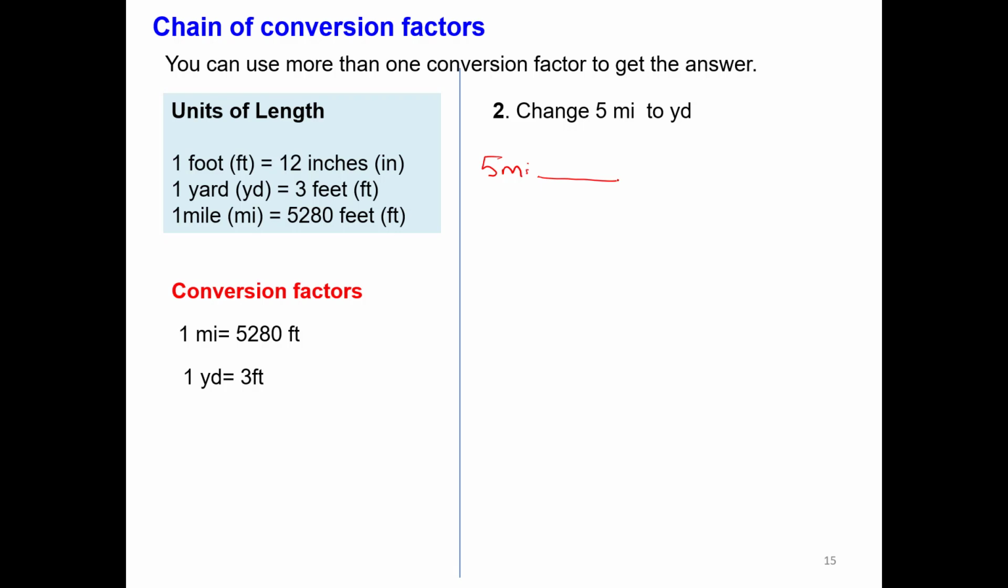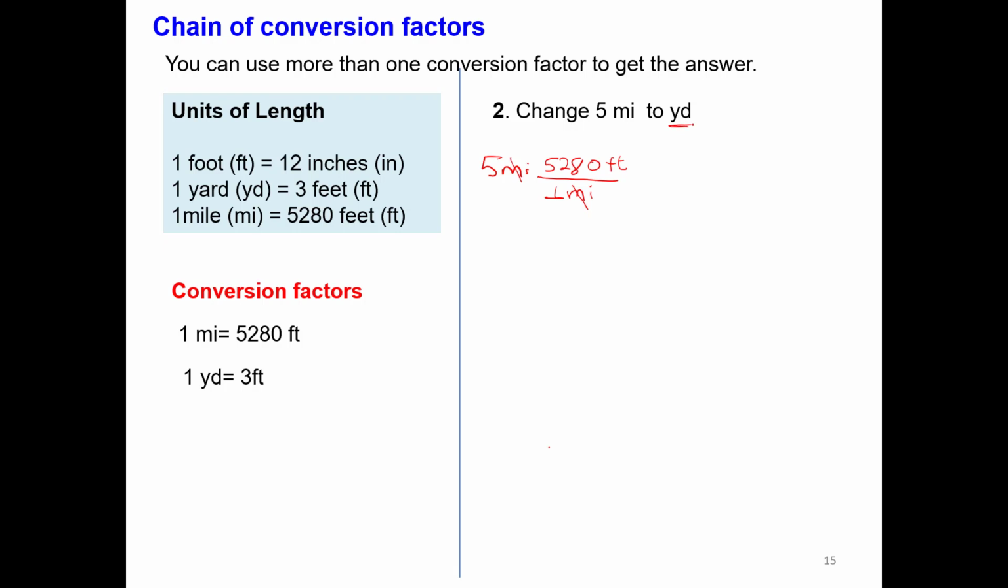And now we need to convert miles into feet. We need to write the miles in the denominator because it's the only way we can cancel out the miles. This is the unit we don't want. And we want, for now, feet. And these units cancel out and we have feet. But we want the final answer in yards.